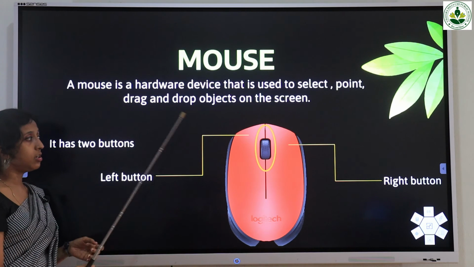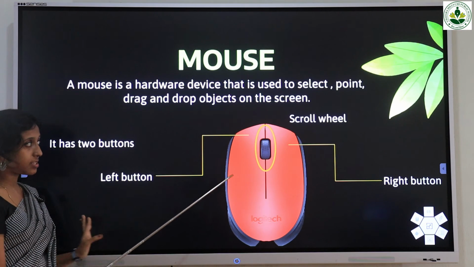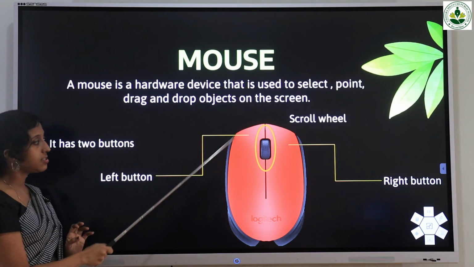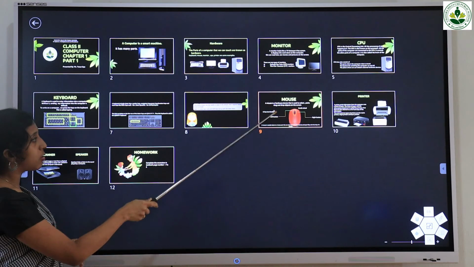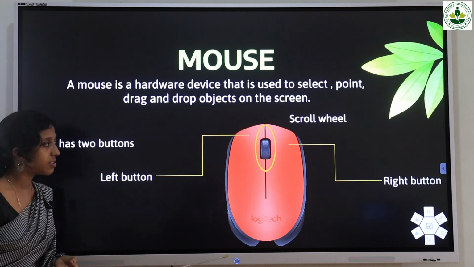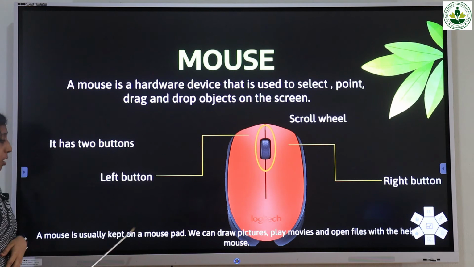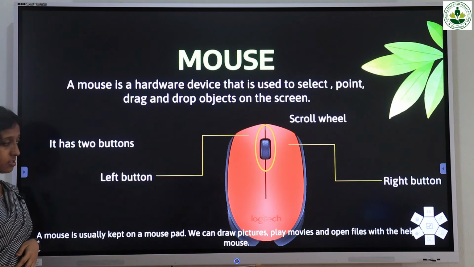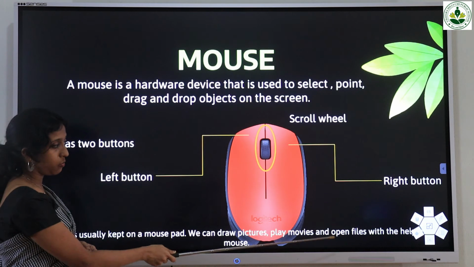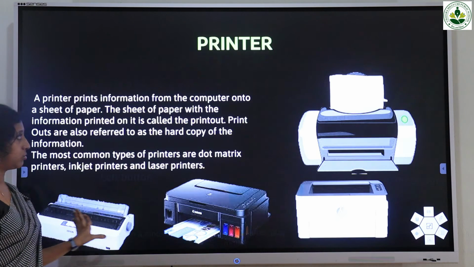And also there is a scroll wheel in between these buttons. So the left mouse button and right mouse button are the 2 buttons in a mouse. A mouse is usually kept on a mouse pad. We can draw pictures, play movies and open files with the help of a mouse.